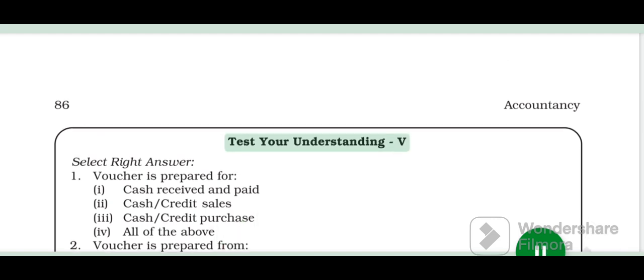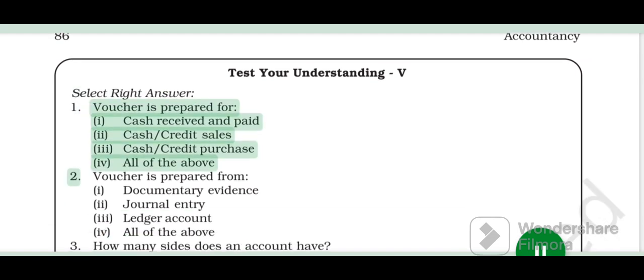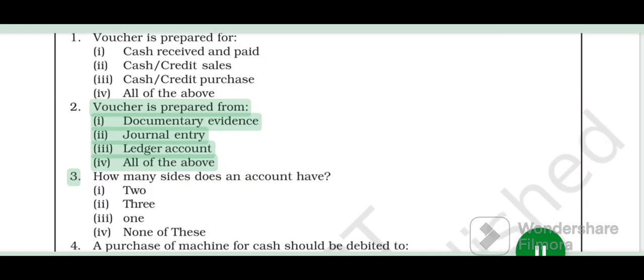As to your understanding, we select the right answer. 1. Voucher is prepared for: I. Cash received and paid, II. Cash, credit sales, III. Cash, credit purchase, IV. All of the above. 2. Voucher is prepared from: I. Documentary evidence, II. Journal entry, III. Ledger account, IV. All of the above.